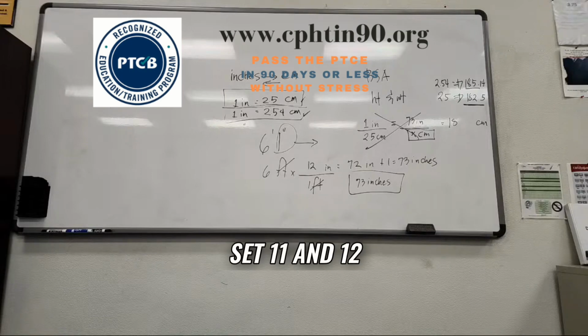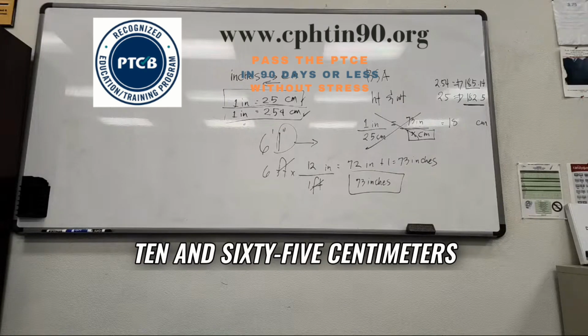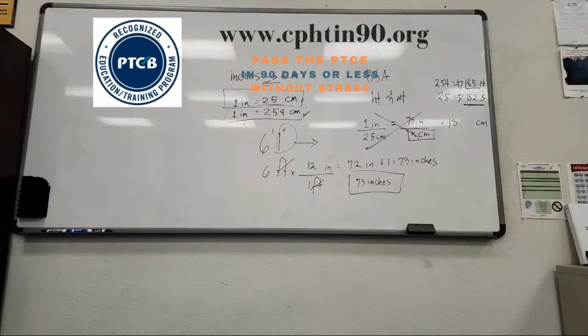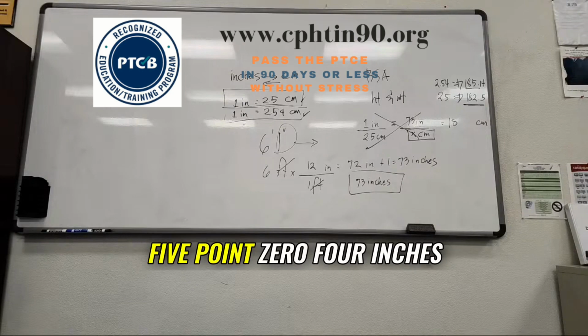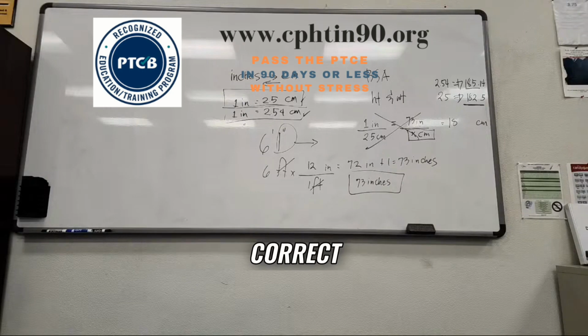10, 11, and 12. Here comes freshman Hilda, 10, 11, and 12. 10 is 65 centimeters. Correct. 11 is 5.04 inches. Correct. And 12 is 7.4 inches. Correct. Who got these 3 correct? Hands up. Okay, good job.